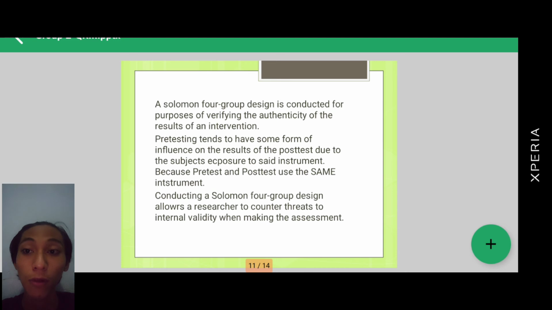A Solomon four group design is conducted for the purpose of verifying the authenticity of the result of an intervention. Pretesting tends to have some form of influence on the result of the post-test due to the subjects' exposure to the same instrument, because the pretest and post-test use the same instrument. Conducting a Solomon four group design allows researchers to counter the threat to internal validity when making the assessment.